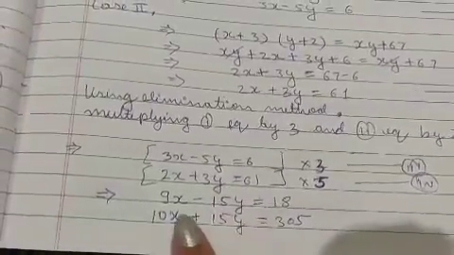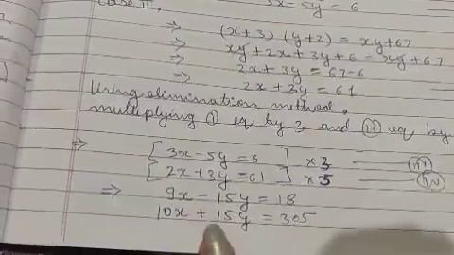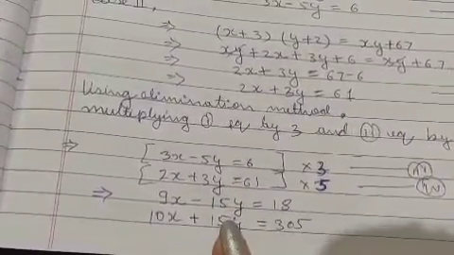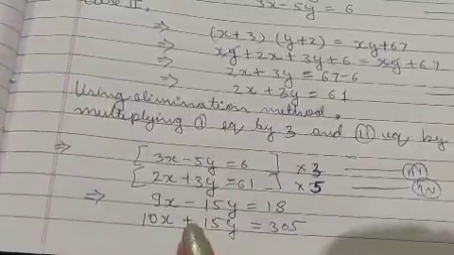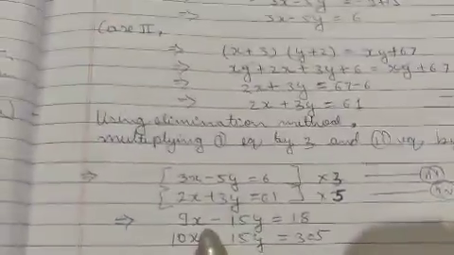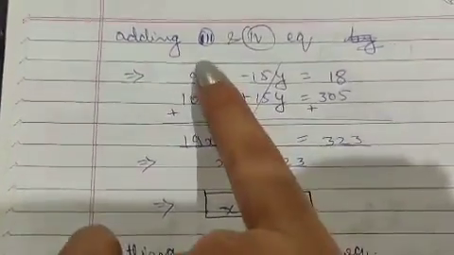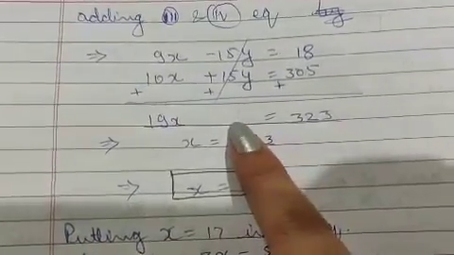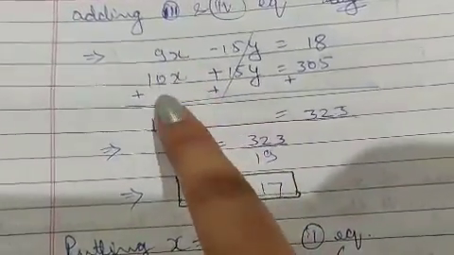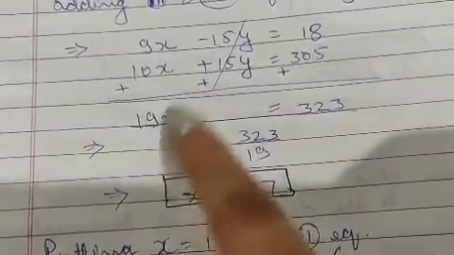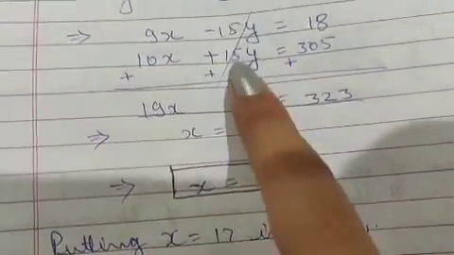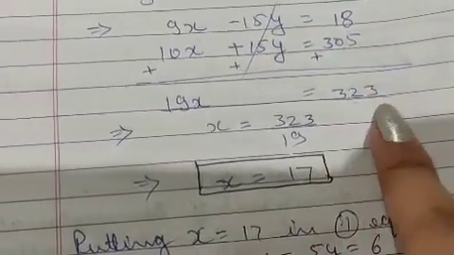So we'll get 9x minus 15y is equals to 18, and 10x plus 15y is equals to 305. Now the coefficients of y are same, and sign is different, so what we have to do? We will add these two equations. Now adding the third and fourth equation, 9x plus 10x is 19x, and minus 15y and plus 15y will be eliminated. 18 plus 305 is 323.